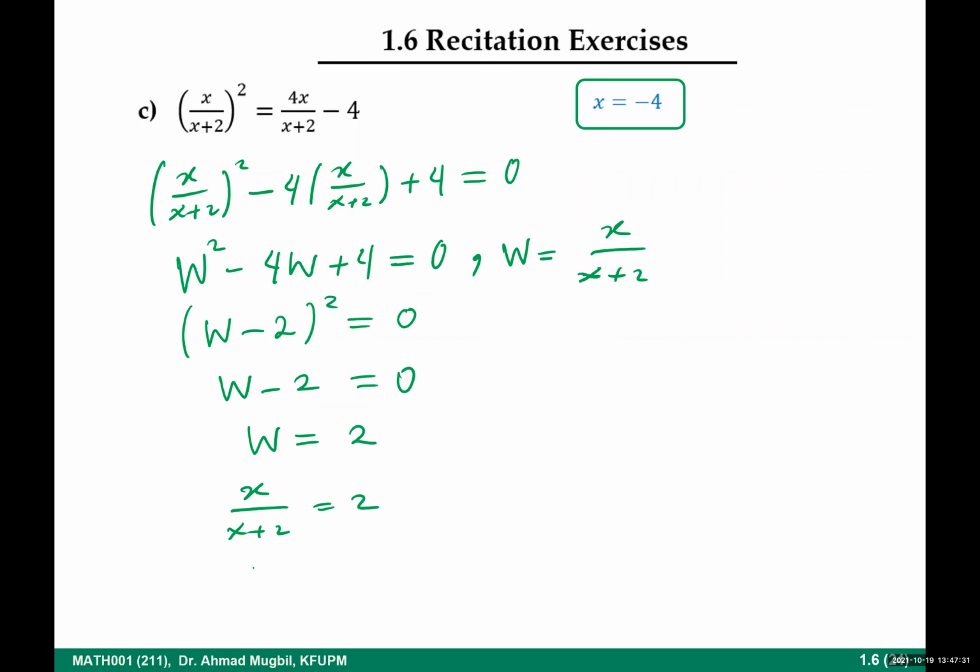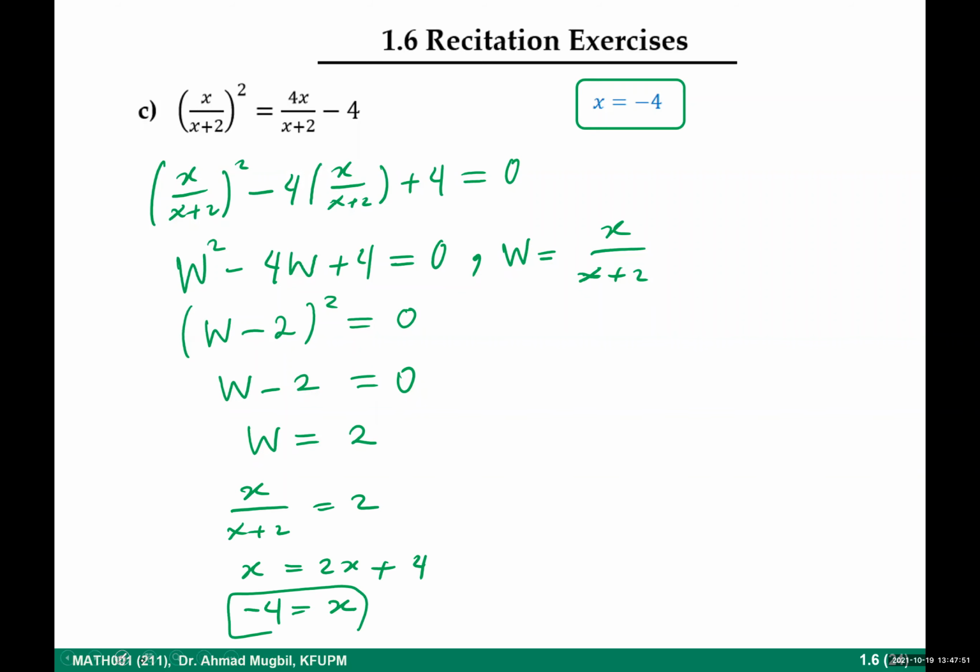Multiply both sides by the LCD, which is x plus 2. So you will get 2x plus 4. Is that right? Now add negative x for both sides. Add negative 4 for both sides. x equals negative 4. Good.